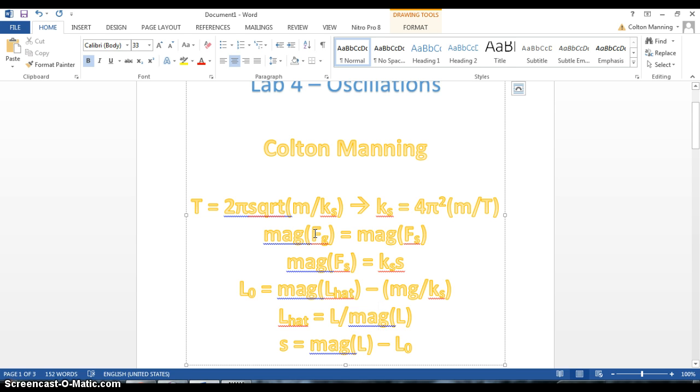We also know, through Dr. Greco's explanation in the video, that the magnitude of the gravitational force is equal to the magnitude of the spring force, where the magnitude of the spring force is equal to K sub s, the stiffness, times S, which is equal to the magnitude of L, the length of the spring, minus the original length of the spring. Now, when we go back up here, we can rearrange this equation to find the initial length of the spring, where the magnitude of the L hat vector minus mg divided by K sub s, because the magnitude of the spring force is equal to the magnitude of the gravitational force.